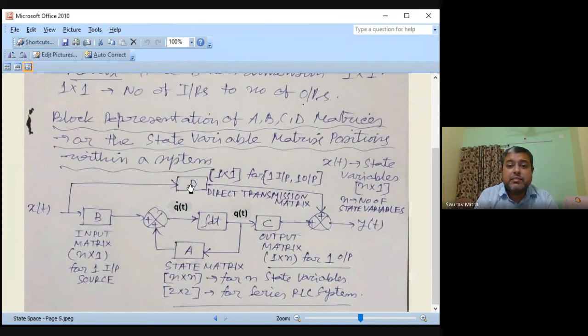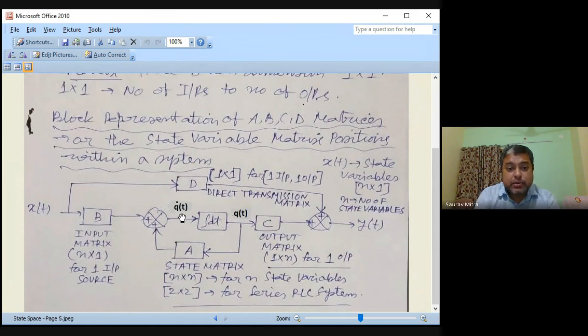The D matrix is nothing but a direct transmission matrix. You are finding that from xt, this link goes directly to the output. So this is the block representation. Whatever fundamentals of block representation you understood previously, all of it stands here. This is a summing point at the output side. This is a summing point at the input side. The B matrix is the input matrix, as I told you before, and here this central part is actually the heart of the overall system.